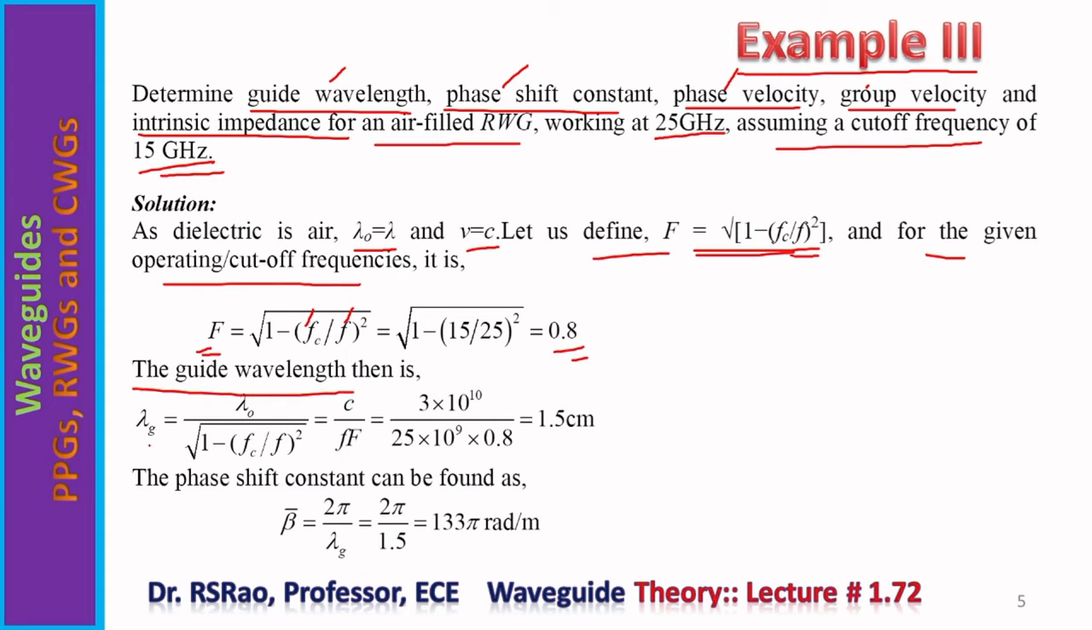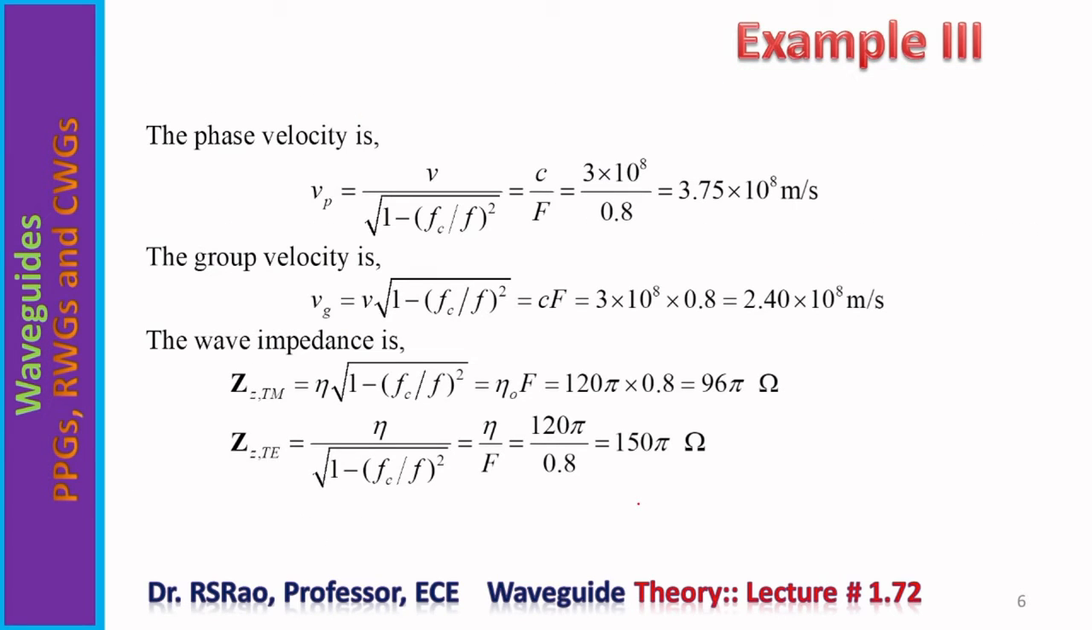The guide wavelength is lambda g, lambda naught by square root of 1 minus (fc by f) whole square. So, substituting the frequency factor, it comes out 1.5 cm. The phase shift constant can be found as beta equal to 2 pi by lambda g. 2 pi by 1.5 cm, it comes out 133 pi radians per meter. Phase velocity is v by f, v is c. Substitution gives 3.75 into 10 power 8 meters per second.